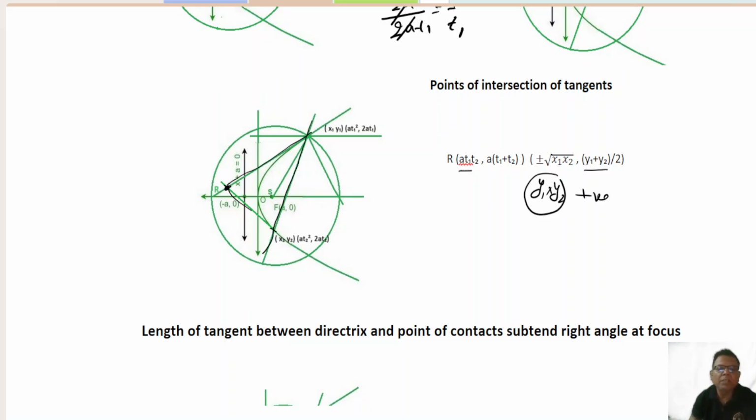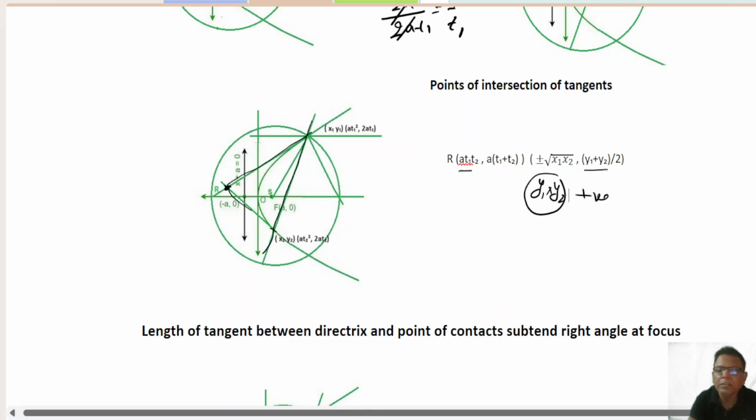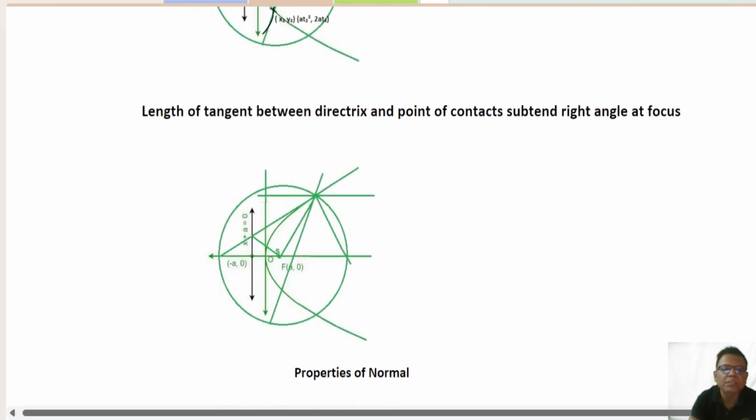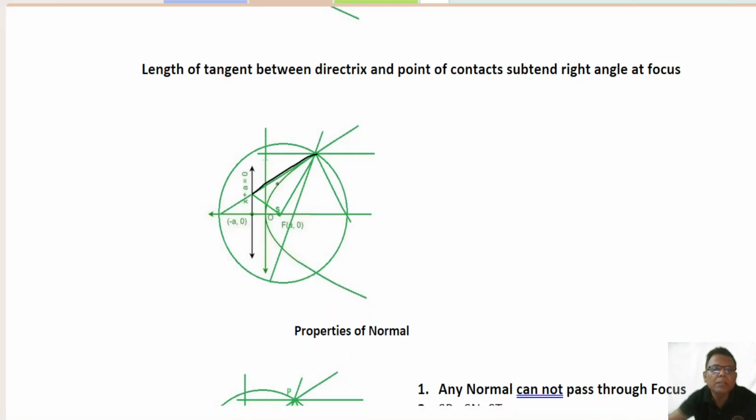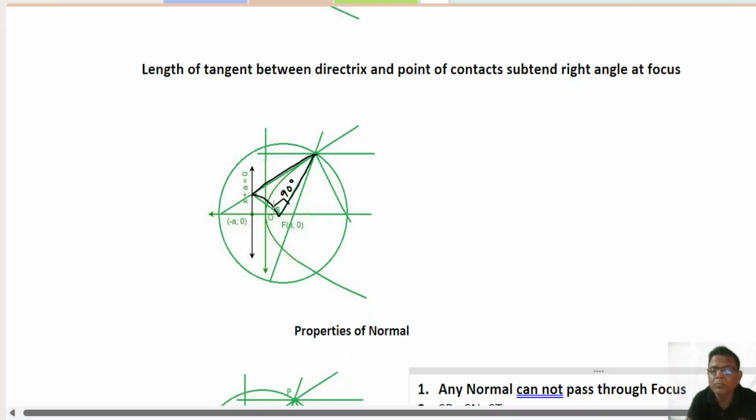And now come to the length of tangent between the directrix and the point of contact, which subtends a right angle at the focus. So this is the length of tangent. From there you draw a line to the focus, and this is the line. So this will be 90 degree. This will be 90 degree. Now come to the properties of normal.